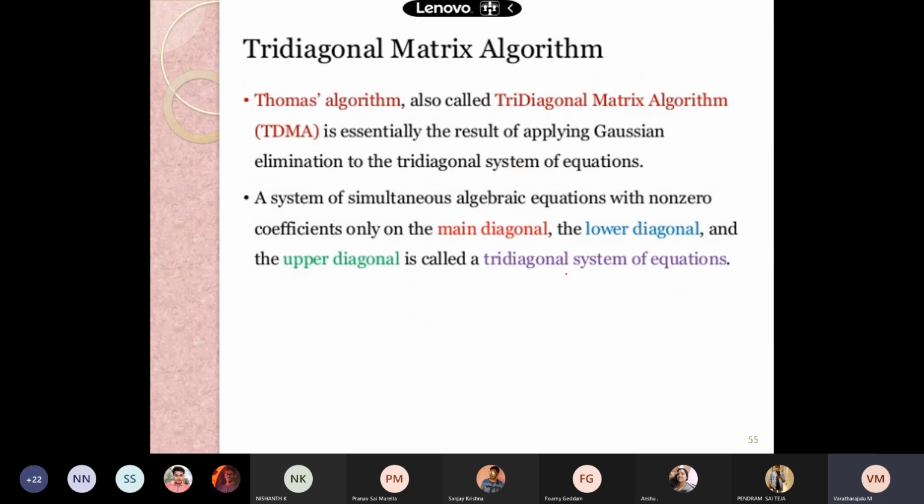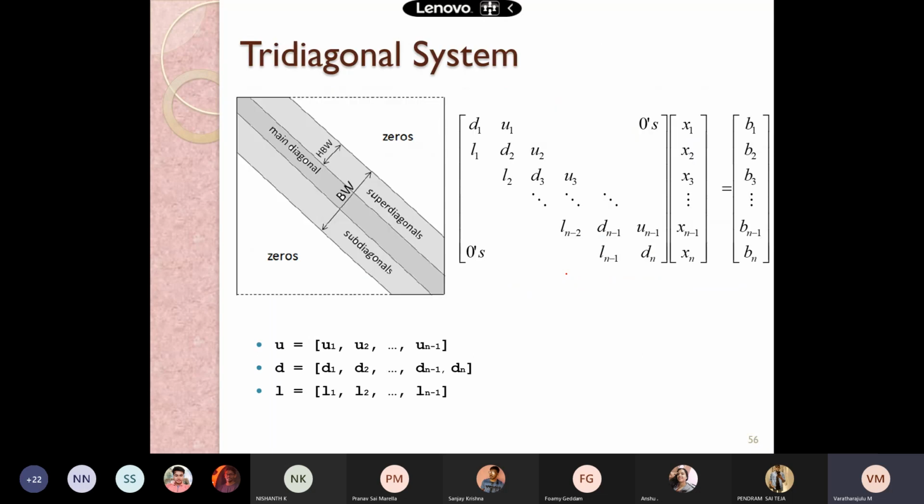And this tri-diagonal matrix algorithm, that is the Thomas algorithm, is essentially the result of applying Gaussian elimination to a tri-diagonal system of equations. So please remember these terminologies with the tri-diagonal system: either Thomas algorithm or TDMA, that is tri-diagonal matrix algorithm.